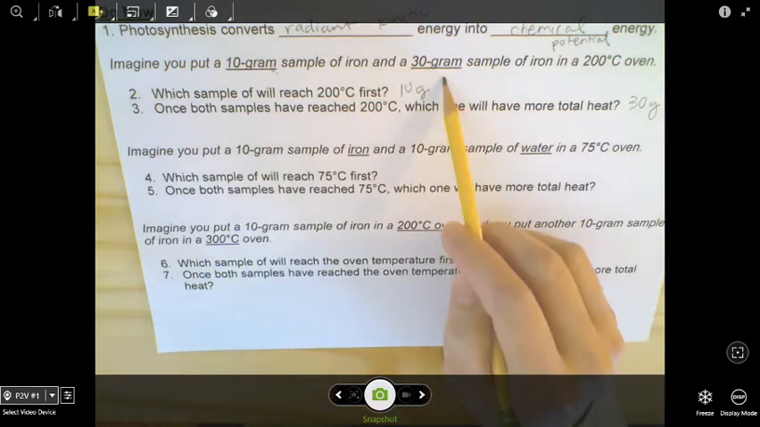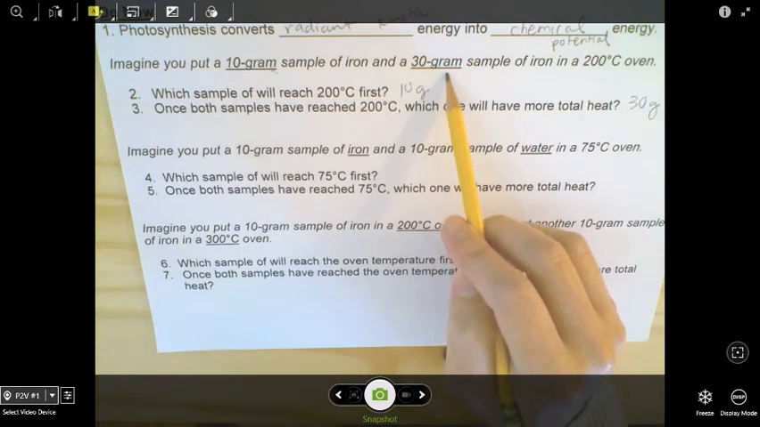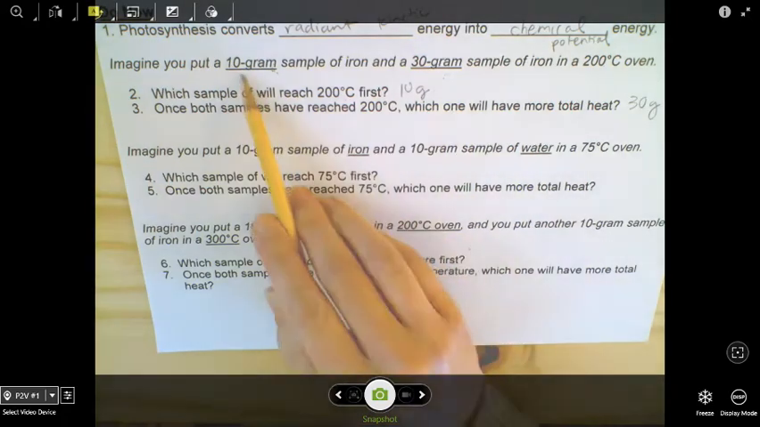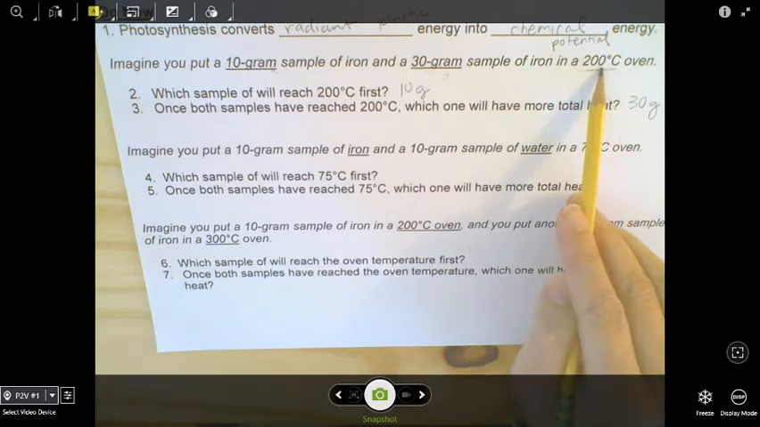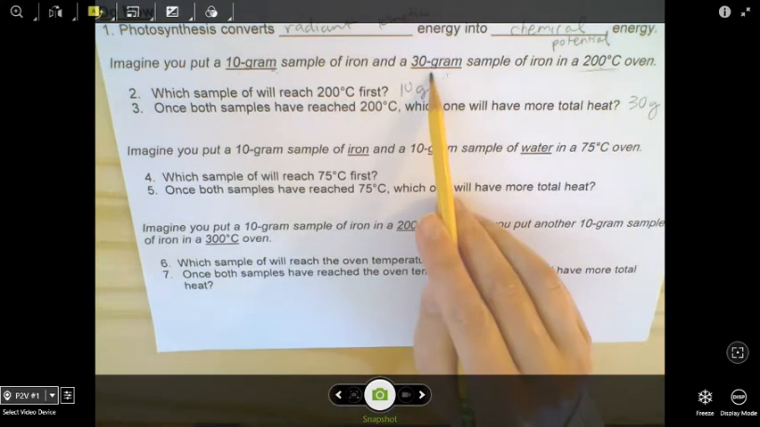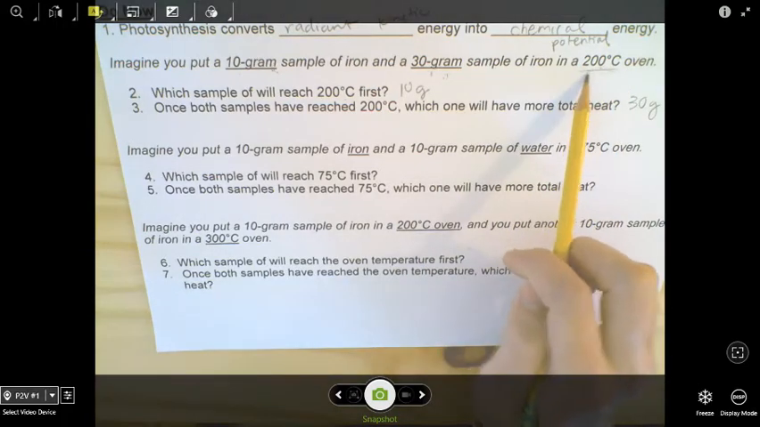It's going to take longer, but the reason it needs to take longer is because it needs to absorb more heat. So even though these are the same substance and they are going to ultimately be at the same temperature, this one will have more total heat in the end because it has more particles that are moving at that speed.